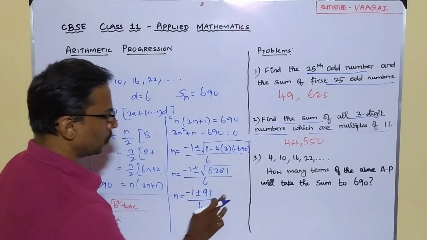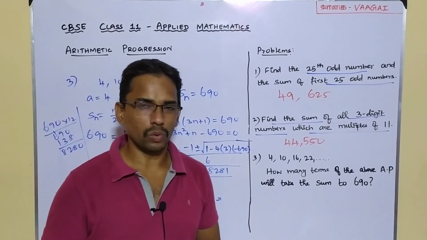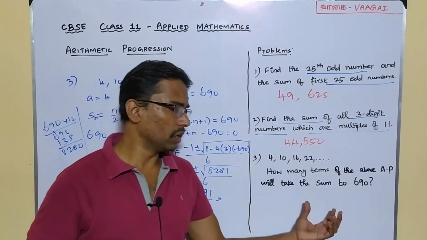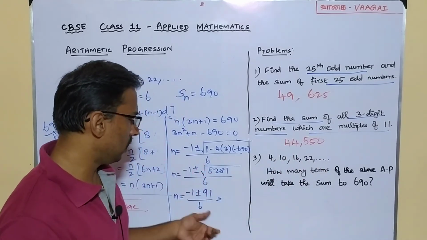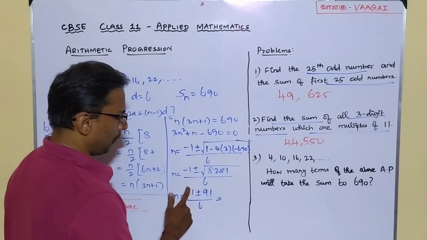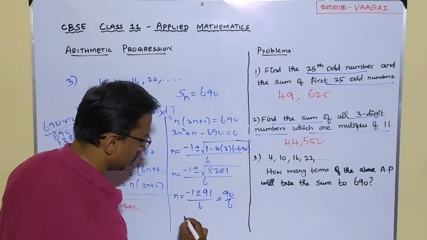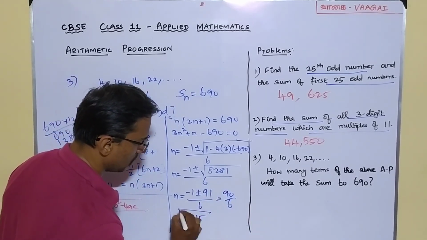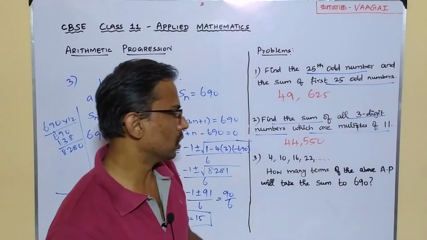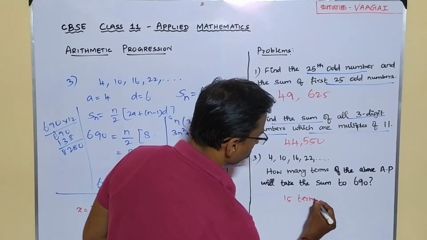Since this would give you two values for your n, we can go for only the positive value, right? Because n value cannot be negative. Of course, after all, n is going to be the number of terms, and in that case, we can't have a negative value for n. So we are going for only the positive value, which means minus 1 plus 91. So it's going to be 90 by 6, and that means n is equal to 90 by 6, which is 15. So the sum of first 15 terms of this AP would take you to the sum 690. So the answer for the third question is going to be 15 terms.